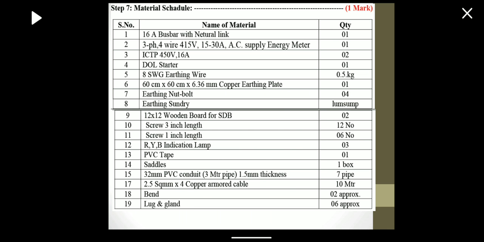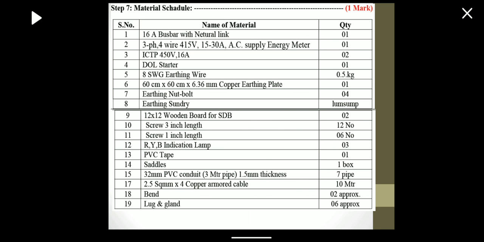Then 8 SWG earthing wire, 0.5 kg. Then a 60 by 60 by 6.36 mm copper earthing plate is required, 1. Then earthing nut bolt and earthing sentry. So earthing nut bolt is 4 and sentry is lump sum.